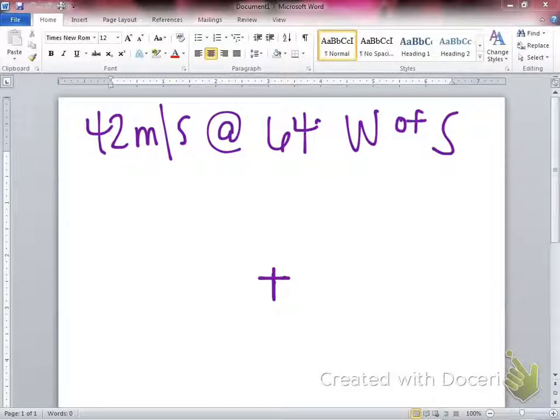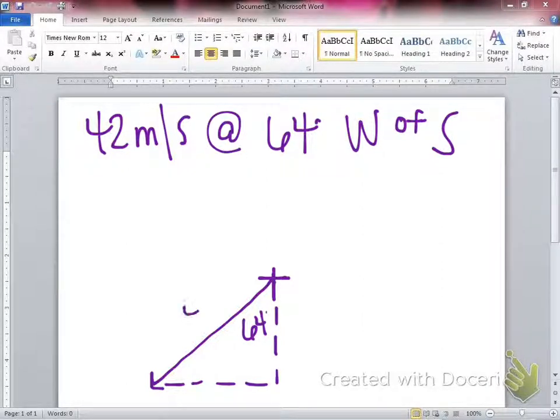Start with your origin. You know it needs to go in the south and the west direction, so it's going to go somewhere down in this area. We know it's going to be touching the south axis, and it's going to the west. Okay, that means our angle should fit right in here, 64 degrees. And where does the 42 sit? It's the hypotenuse. Good. Okay, how many of you had diagrams that look just like that? Good. Good.